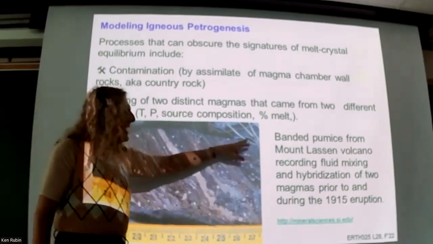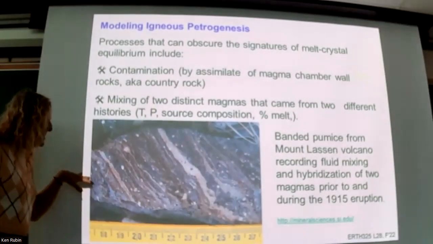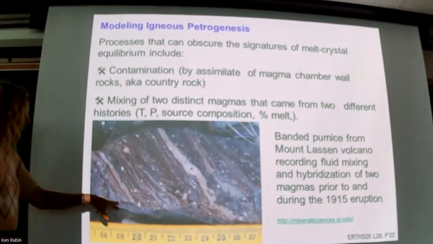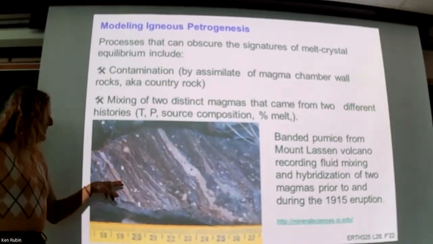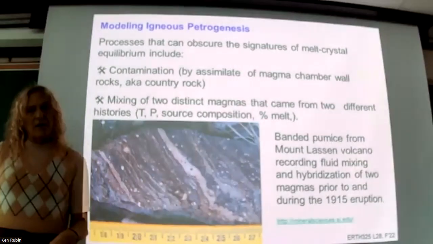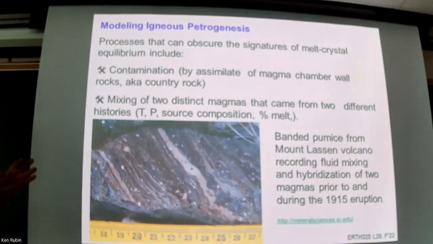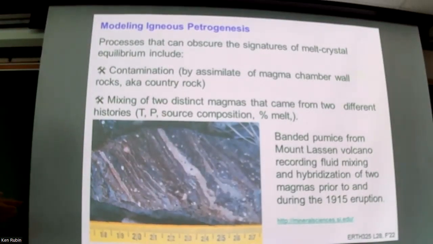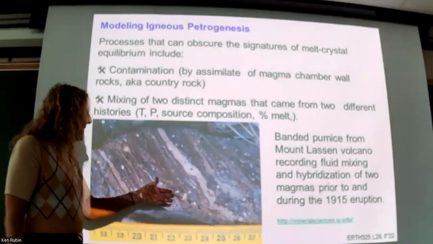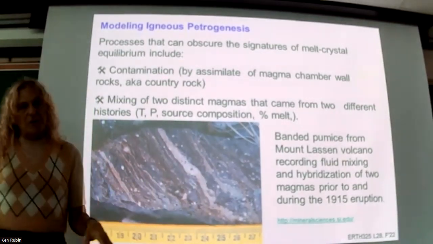This is what's called a banded pumice. This is a pumiceous material that was erupted from Mount Lassen during the 1915 eruption. You can see these layers. You can even see that in some of these darker layers there are light crystals, and in some of these lighter layers there are dark crystals. These were two relatively cool and viscous magmas that, as they mixed, they didn't stir completely. So we see it preserved in the rock, the record of the two compositional end members.